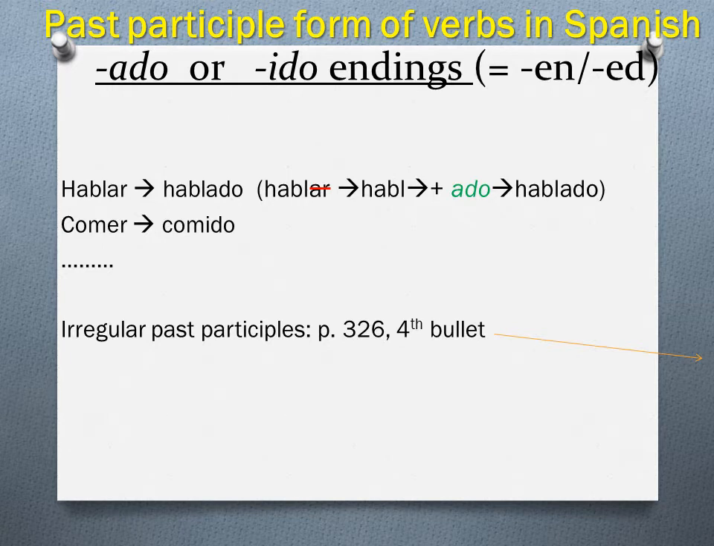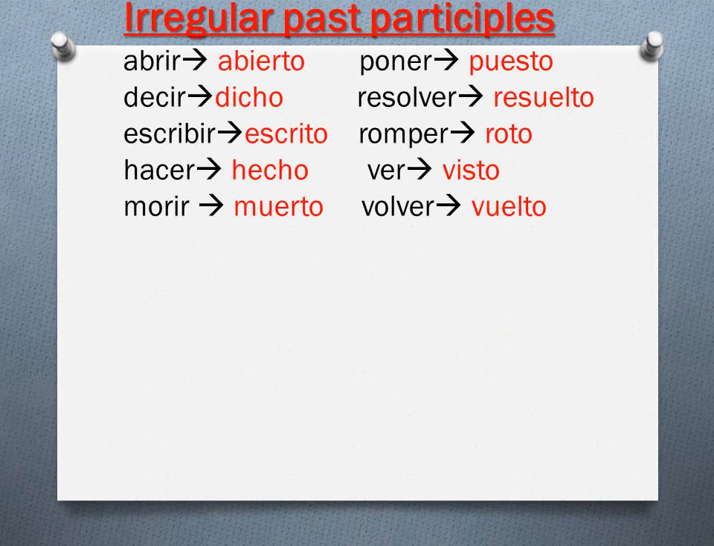We have some irregular past participles. Go to page 326 and check the fourth bullet there. This is what you will see. There is a list of around 12 verbs that have irregular past participle forms. Abrir, to open. So I have opened the book. He abierto el libro. Decir, to tell. I have told the truth. He dicho la verdad.